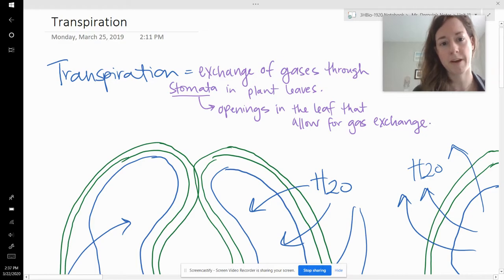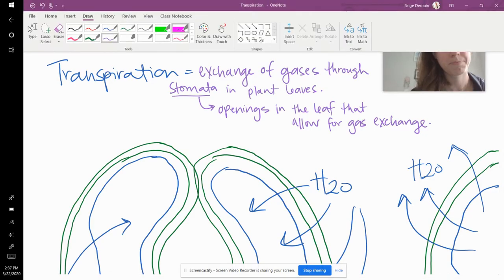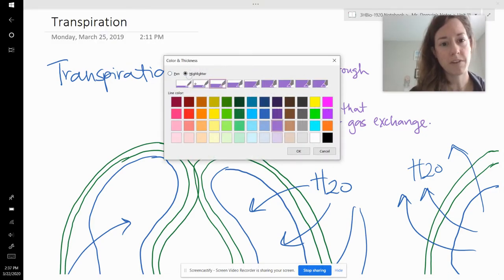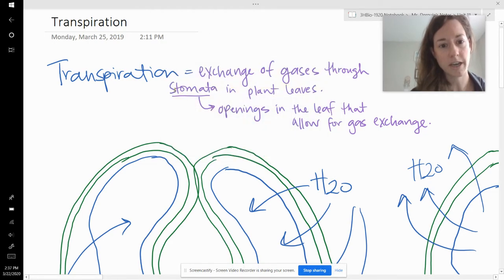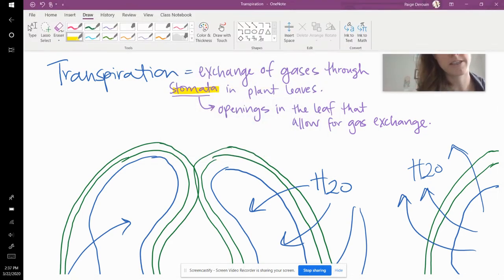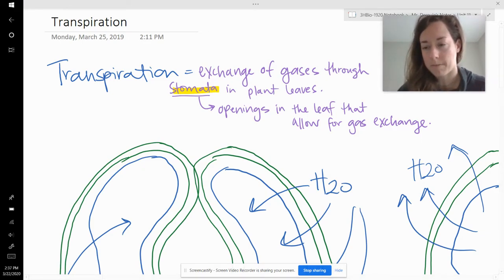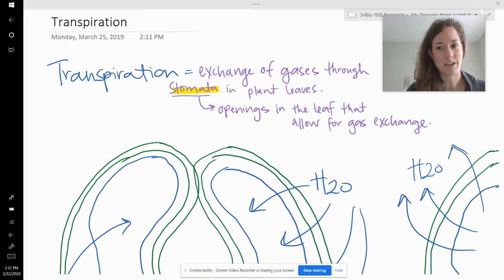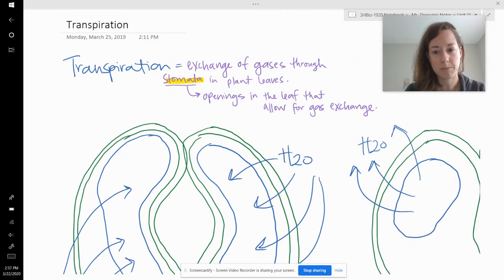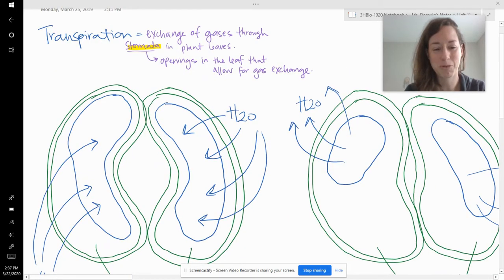So hopefully you remember that plants need to have carbon dioxide to do photosynthesis, and the way that they get that carbon dioxide is out of the air, and that's through the stomata. You also can call the stomata stomates. They mean the same thing, and you hear them kind of interchangeably, but you can use either one that makes you happy. I usually use stomata.